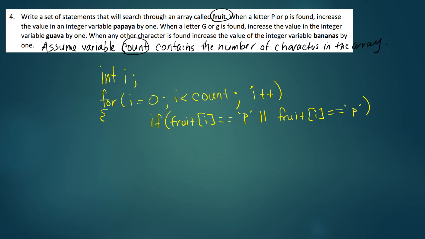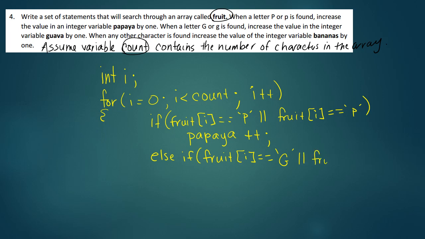So we're testing to see if the character, it's going to go character by character through this array called fruit, and if it finds a P or a p, then we are going to add one to papaya. So we're going to do papaya plus plus. Else if fruit of i equals equals, and we're checking now for a G, or fruit of i equals lowercase g.